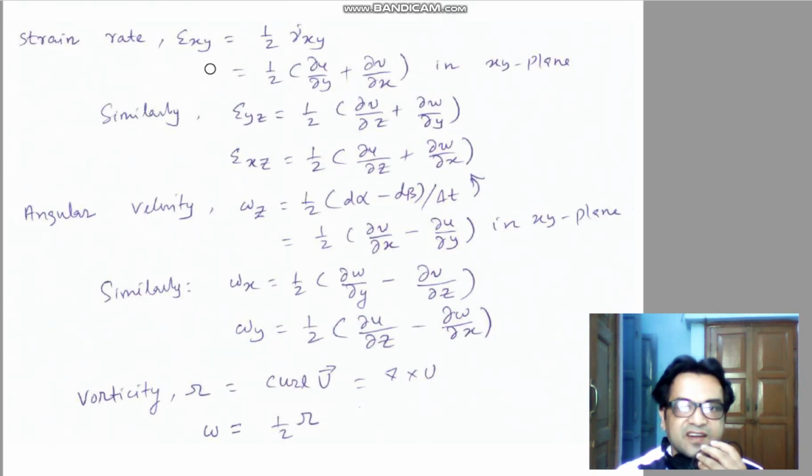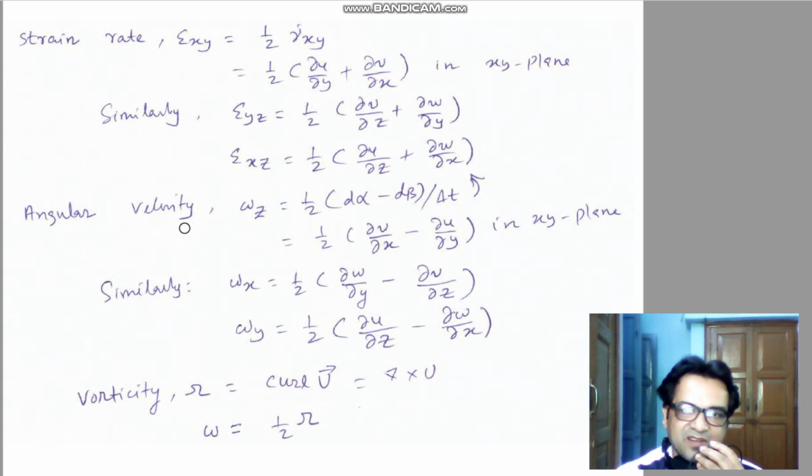Now what is the strain rate? It is important. During the discussion of Newton's law of viscosity, we used this strain rate, the velocity gradient. So epsilon xy equals half of the angular deformation. This is the definition: half of the angular deformation in the xy plane. Similarly, along yz, the v and w components, and for xz, the u and w components.